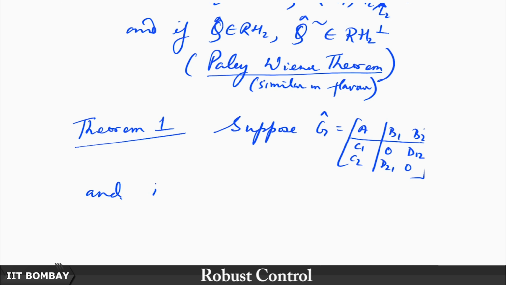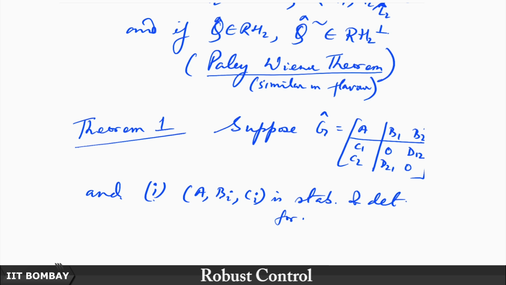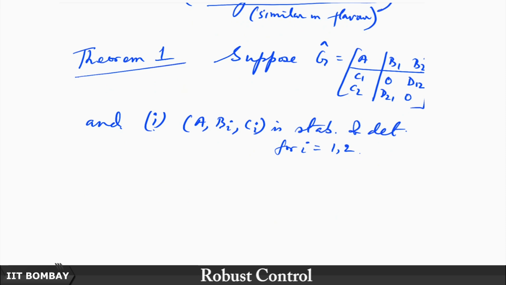Firstly, A, Bi, Ci is stabilizable and detectable for i equal to 1, 2. In other words, A, B1, C1 is stabilizable and detectable, and A, B2, C2 is also stabilizable and detectable.